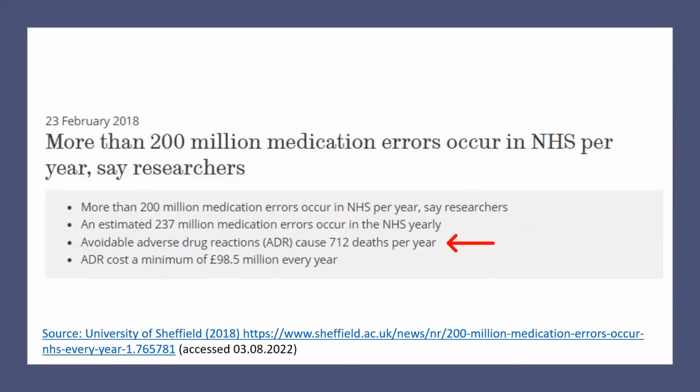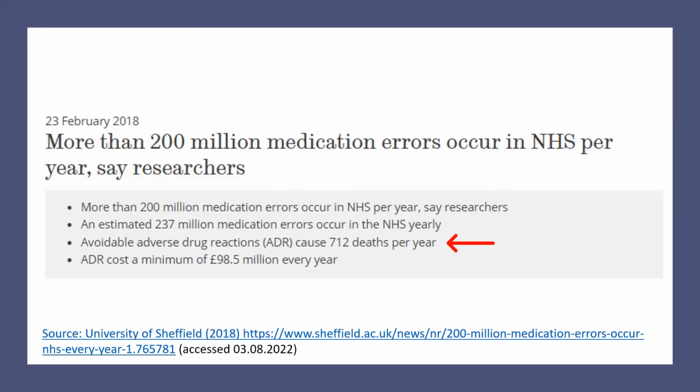A UK study in 2018 showed that avoidable adverse drug reactions cause around 712 deaths per year. That's avoidable adverse drug reactions. A sobering thought. Whether you're a prescriber or not, as a member of a clinical team, we all have the responsibility to help prevent avoidable adverse drug reactions by picking up red flags and ensuring the documentation is up to date and raising any concerns with the multidisciplinary team.